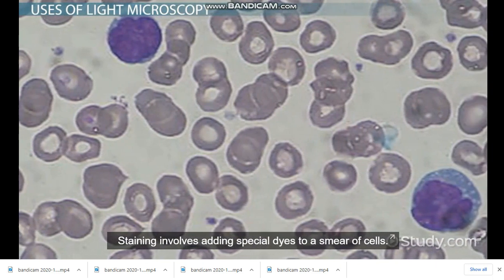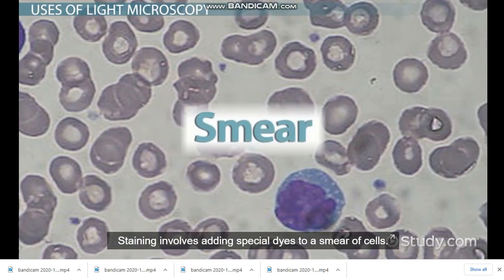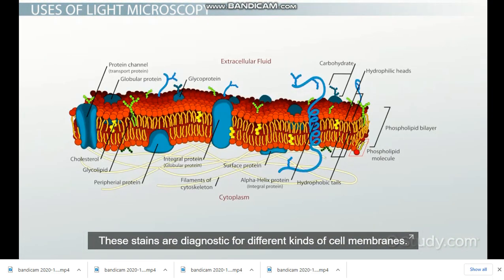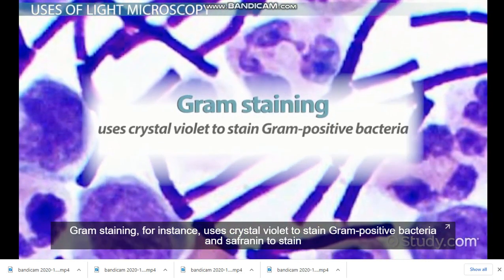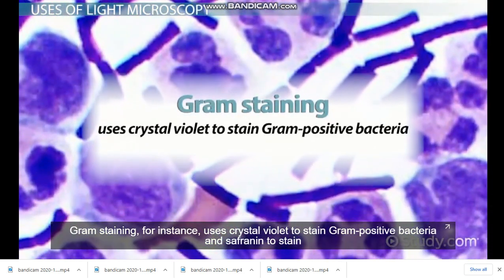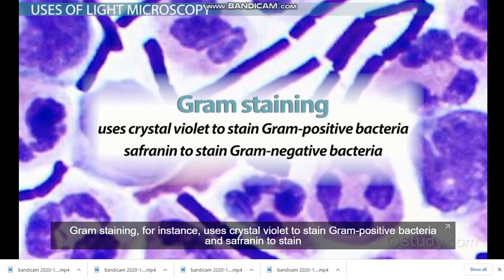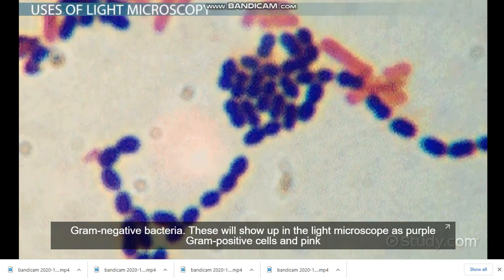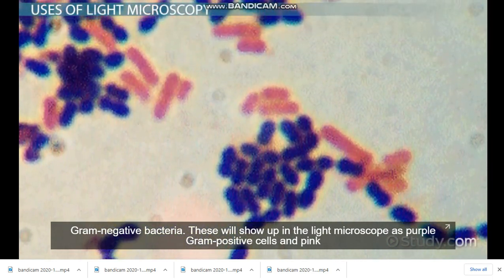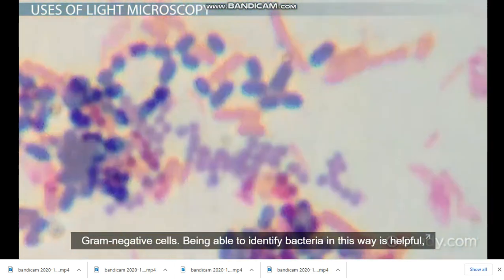Staining involves adding special dyes to a smear of cells. These stains are diagnostic for different kinds of cell membranes. Gram staining, for instance, uses crystal violet to stain gram-positive bacteria and safranin to stain gram-negative bacteria. These will show up in the light microscope as purple gram-positive cells and pink gram-negative cells.